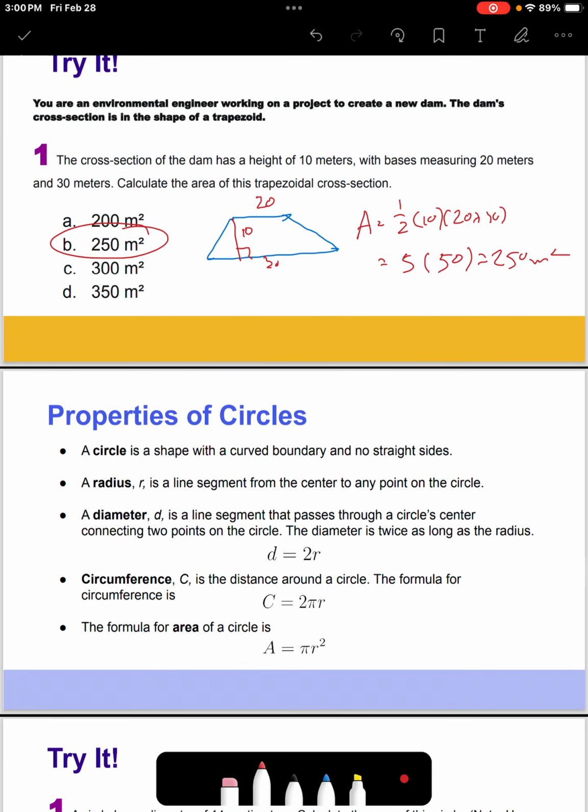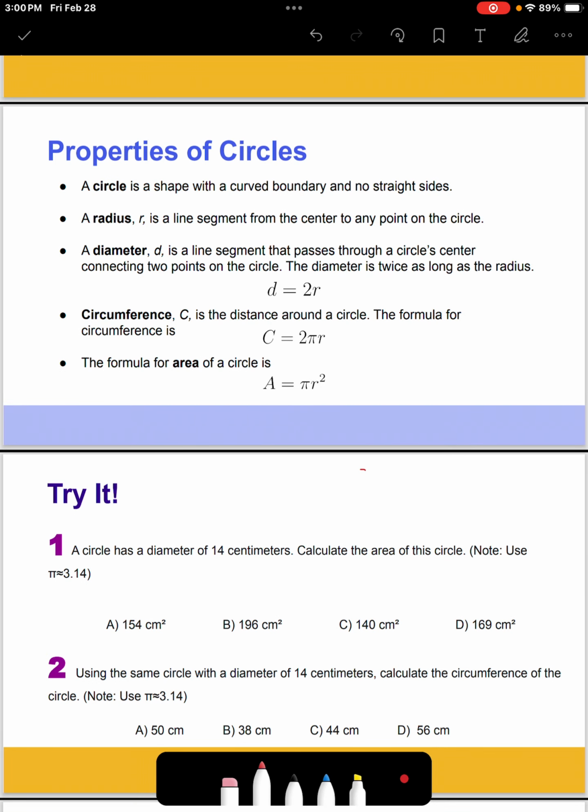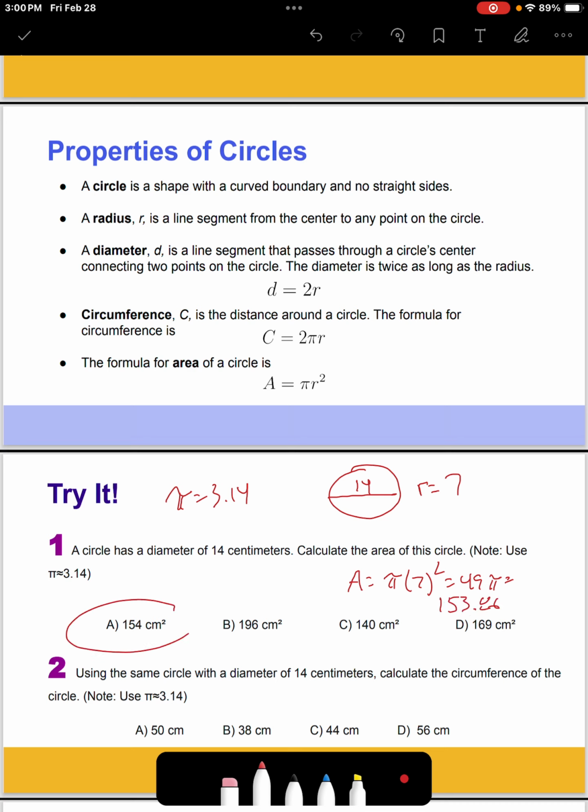Circles. We know about circles. The diameter is twice the radius. The circumference is 2 pi r, and the area is pi r squared. So a circle has a diameter of 14. It means the radius equals 7. So the area would be pi times 7 squared, or 49 pi. Remember, pi is equal to 3.14. So 49 times 3.14 would equal 153.86, or 154.